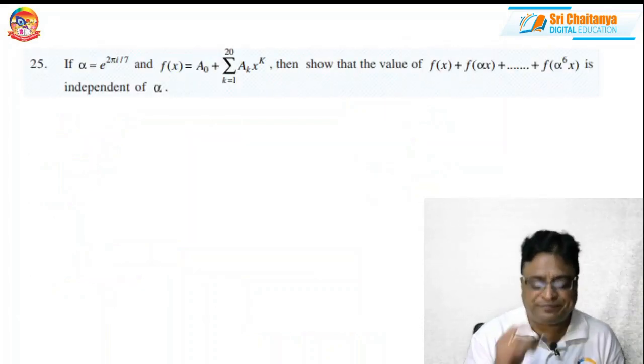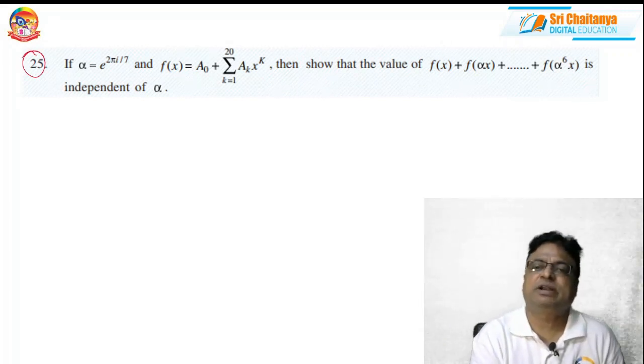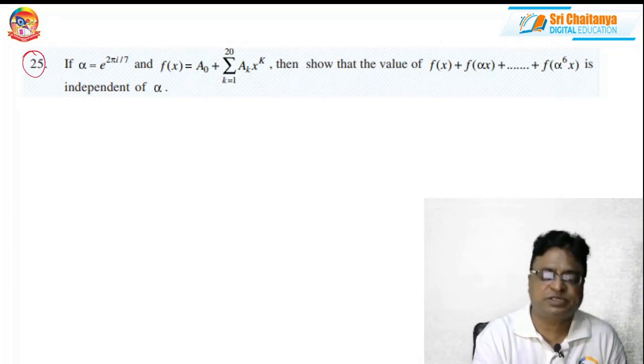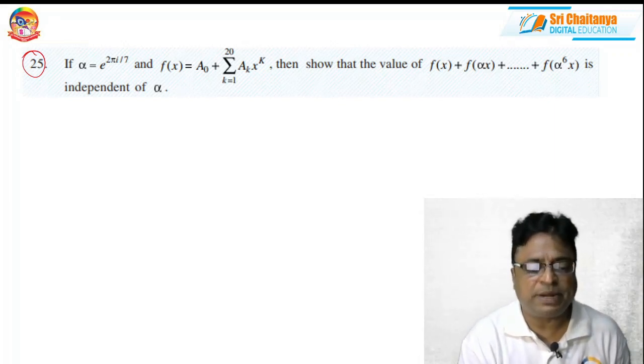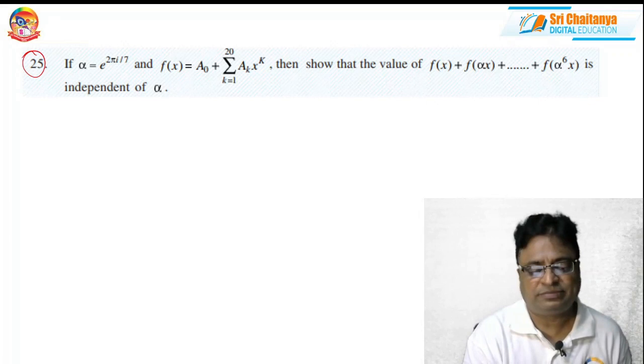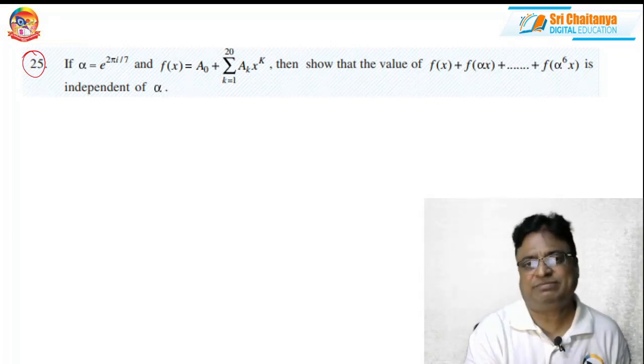Now, next one. Again, this was an important question, and they asked this question in one of the JEE Advanced examinations also. Read the statement properly. Alpha equal to e power 2 pi i by 7. That means indirectly what is given? Alpha is the seventh root of unity.